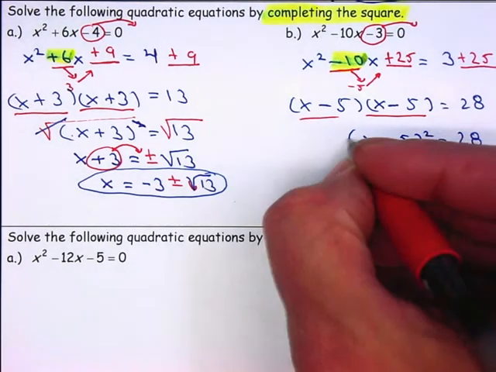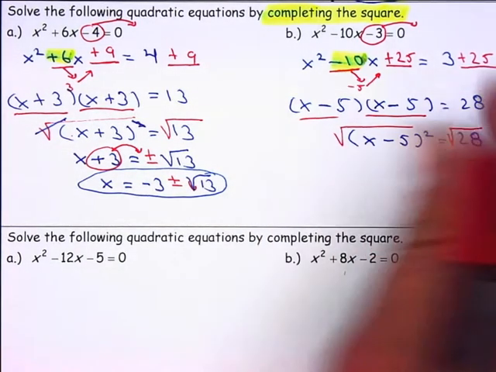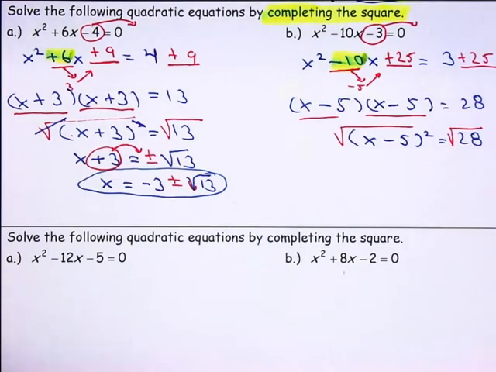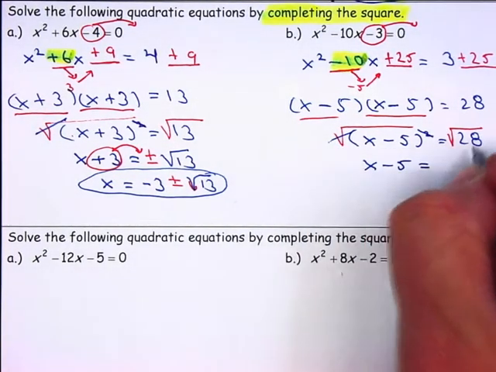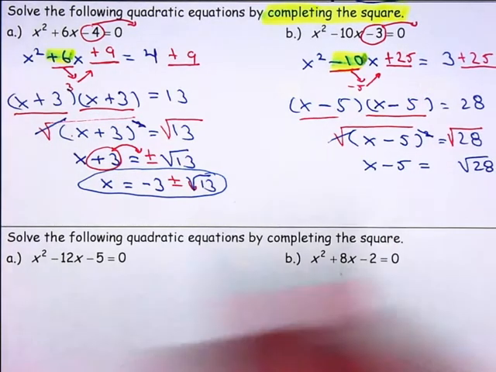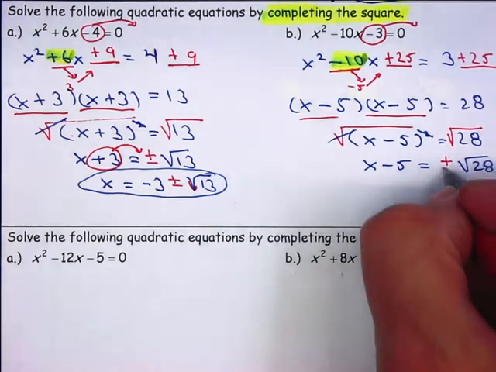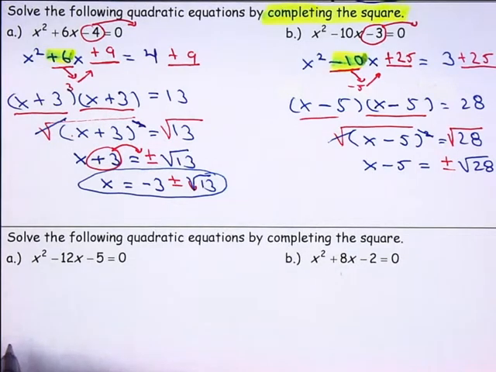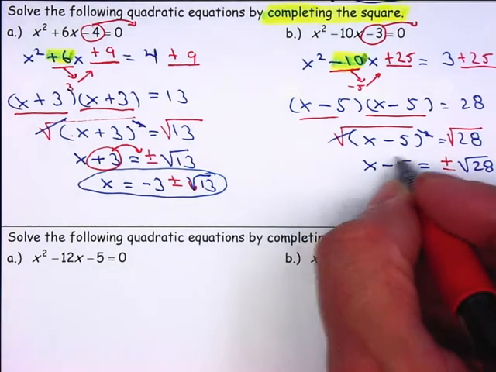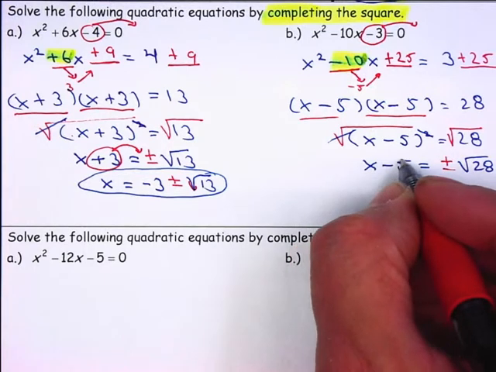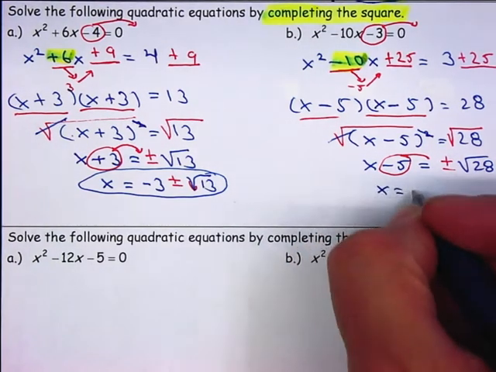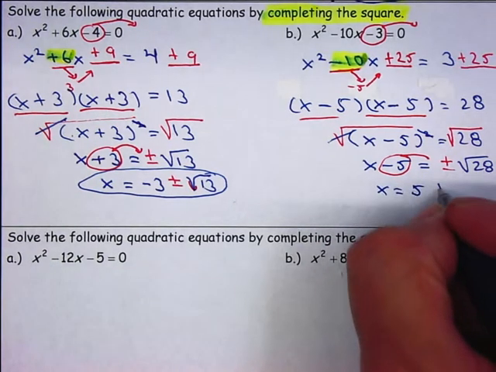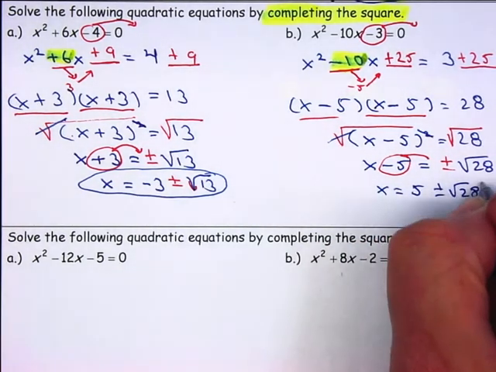To get rid of the square, I'm going to take the square root on the left and on the right. The square root and the square cancels. So x minus 5 is equal to square root of 28. And what did I forget? Plus or minus. And the last step will be to move my negative 5 to the right. So I move my negative 5 to the right, becomes a positive. Notice how I rewrite the 5 first, then the plus or minus square root of 28.